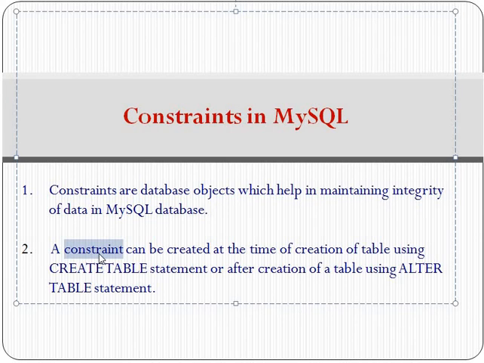You can create a constraint for a column in a table in two different ways. In the first way, you can create a constraint at the time of creation of a table. That is, at the time of creation of a table, using the createTable statement, you can impose a constraint on a column.